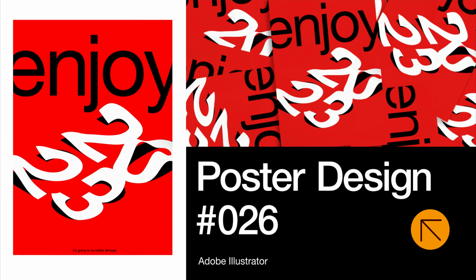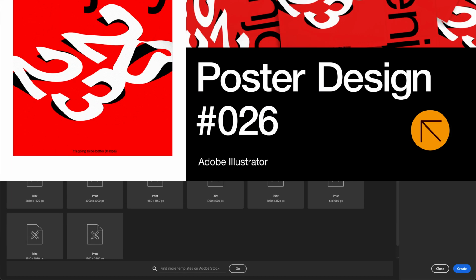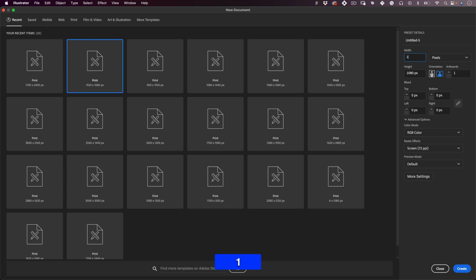My name is Marcus, and today in this tutorial I'm going to share with you how to design this typography poster in Adobe Illustrator. First thing, let's set up our document. We are going to use 1700 by 2400 pixels in RGB mode and press create.